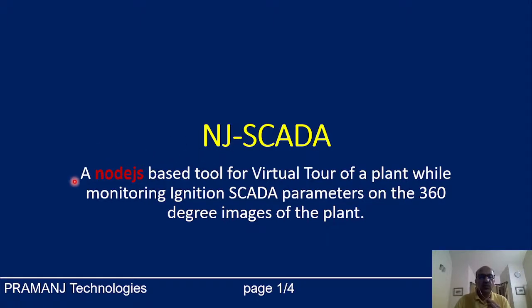NJ-SCADA is a Node.js based tool developed by Pramash Technologies which allows you to take a virtual tour of a plant that is connected to Ignition SCADA system, and it allows you to monitor the Ignition SCADA parameters on the 360-degree images, panoramic images of the plant.